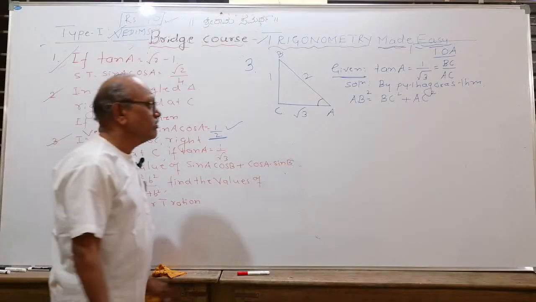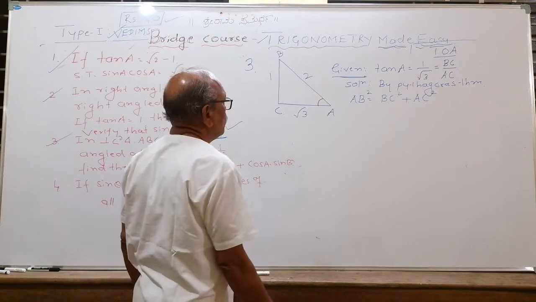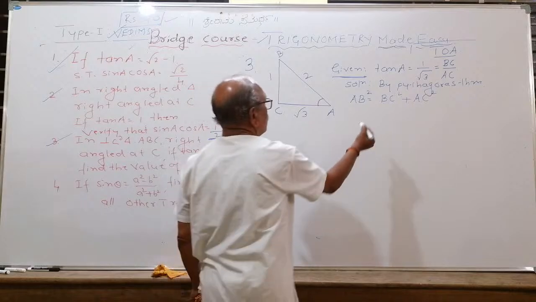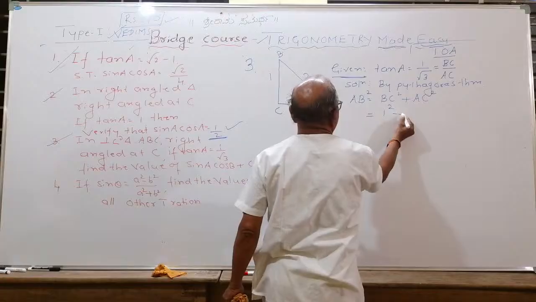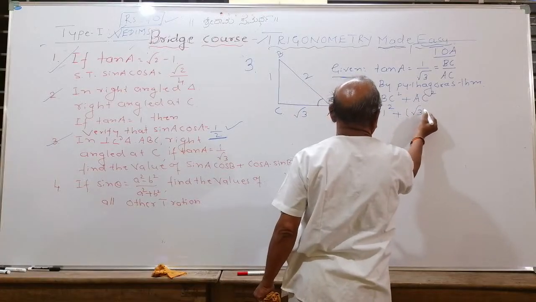Okay, I will show you the working. AB square is equal to BC square plus AC square. What is BC square? It is 1 square. You have to show this, but in the exam don't write directly.